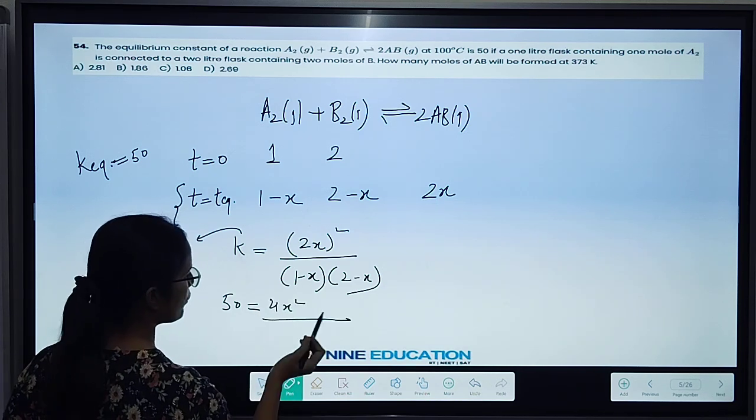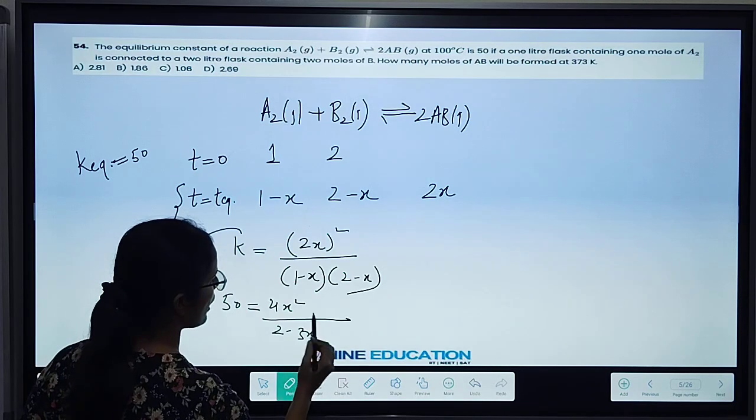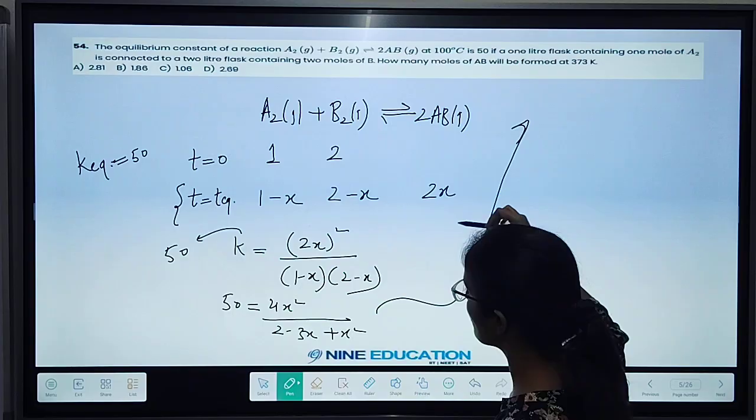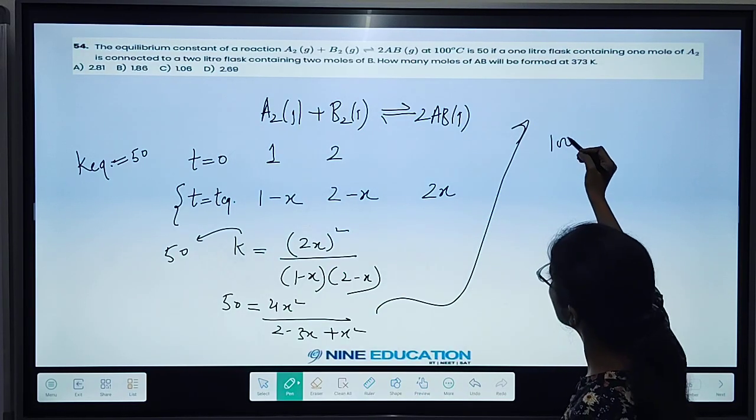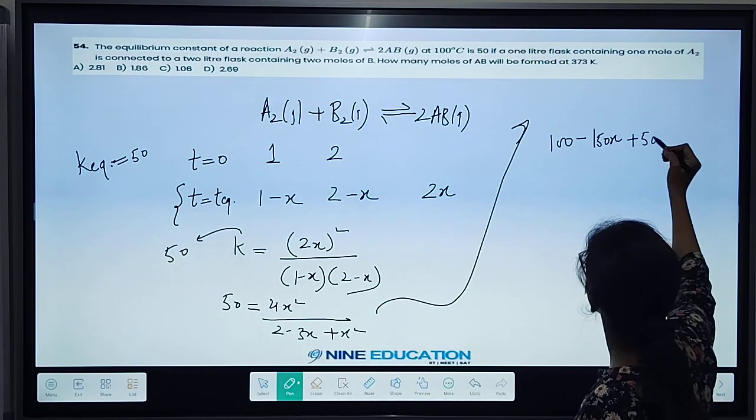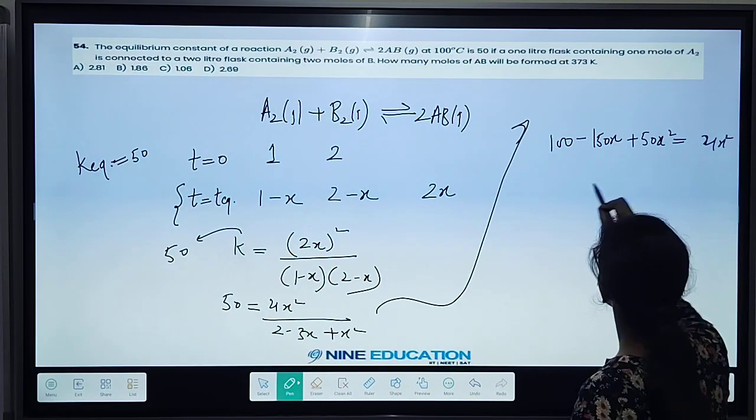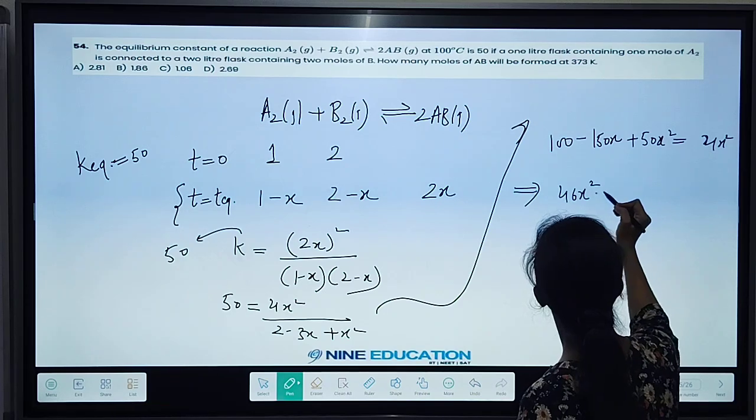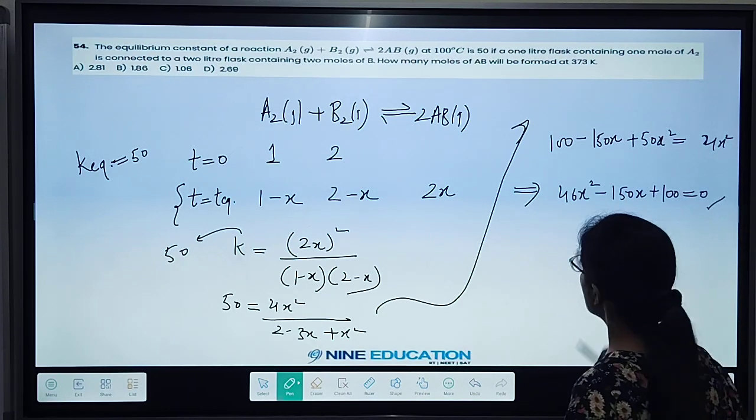4x square divided by 2 minus 2x minus x, 2 minus 3x, plus x square. And when we simplify it further, we shall get 5000 minus 150x... along with that 50x square is equal to 4x square. And now 50 minus 4 is 46, so 46x square minus 150x plus 100 will be equal to 0.